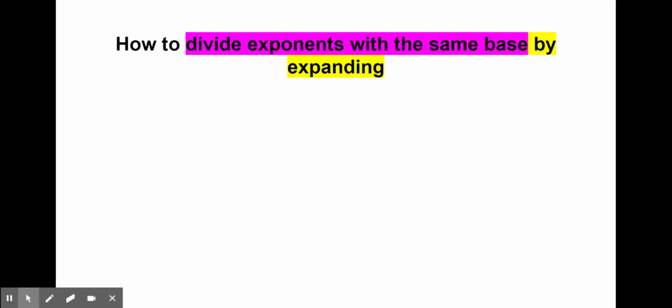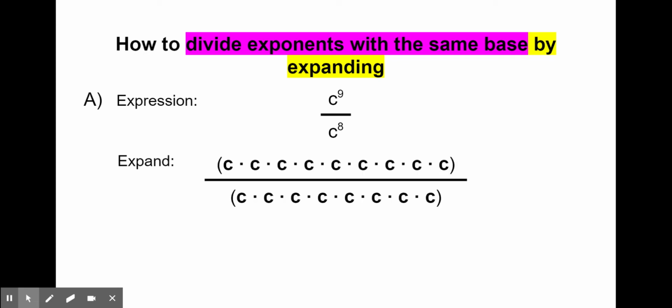Let's try another example. Here we have c to the 9th power divided by c to the 8th power. Again, we're going to expand this, right? So we're going to take our c to the 9th power in the numerator and multiply c by itself 9 times. Then for the denominator, c to the 8th power, we'll multiply c by itself, and there'll be 8 of those in the bottom. From here, we can cancel out.